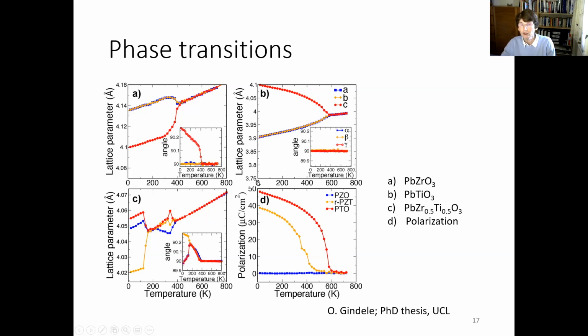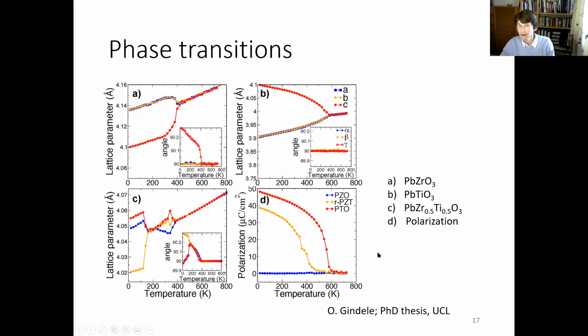And then you increase the temperature. The lattice parameters get closer and closer to the critical temperature, around about 550. They become the same, and they're now cubic. So this one here is actually the 50-50 PZT. And you can see it's quite complicated, but the main point here is that all the sides are different. So it is monoclinic.